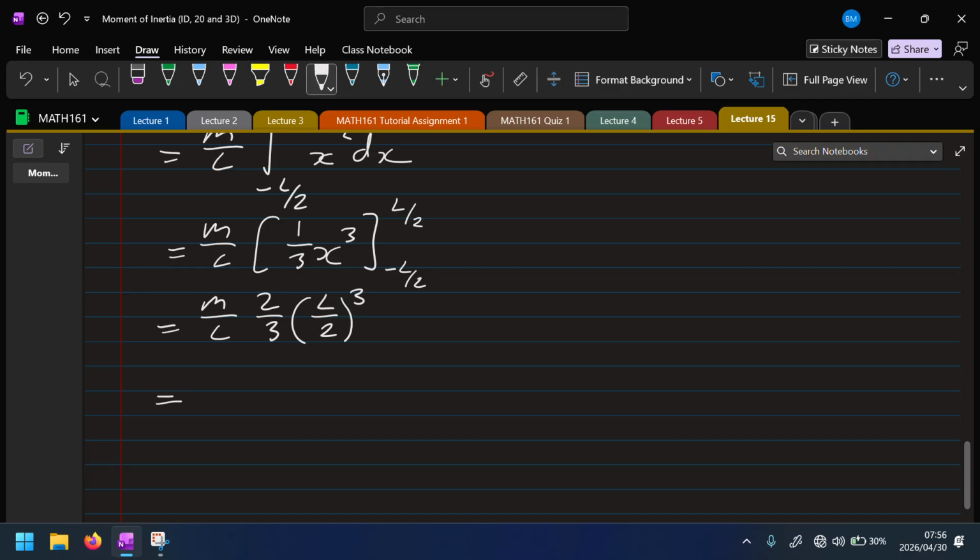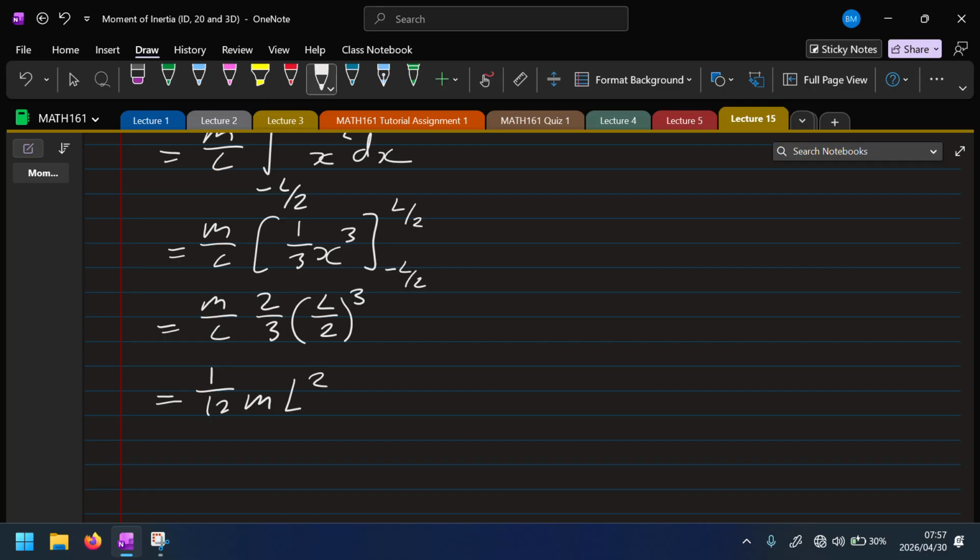We can simplify this a little bit. So at the bottom, we have 2 cubed. We've got a 2 at the top, so there'll be 4 at the bottom. And then times the 3, so there'll be 1 over 12. And then L cubed over L, that will be L squared. So we have 1 over 12 mL squared. Okay, so keep that in mind.